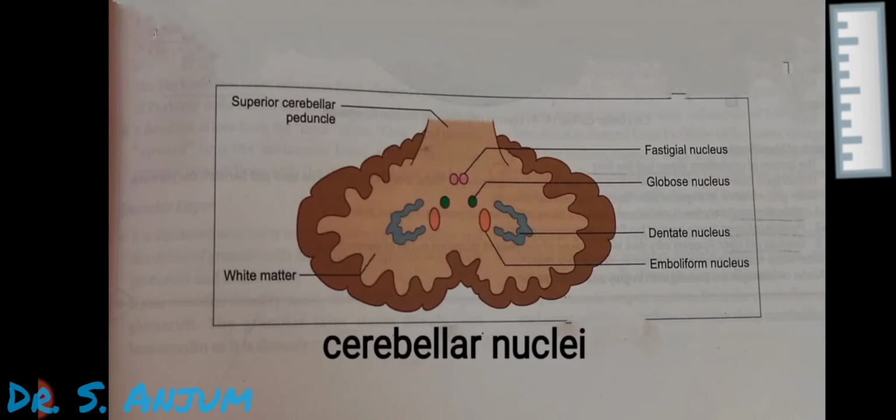Now come to the cerebellar nuclei. You can remember as D, E, F, G. D for dentate nucleus, it is a paired dentate nucleus. E for emboliform, it is also paired emboliform. F for fastigial nucleus, it is paired. And G for globose nucleus. These are the cerebellar nuclei, which are present inside the white matter of the cerebellum.